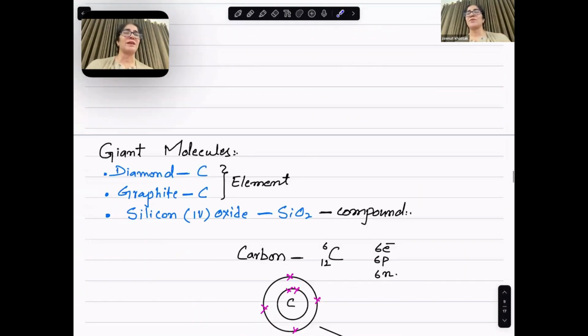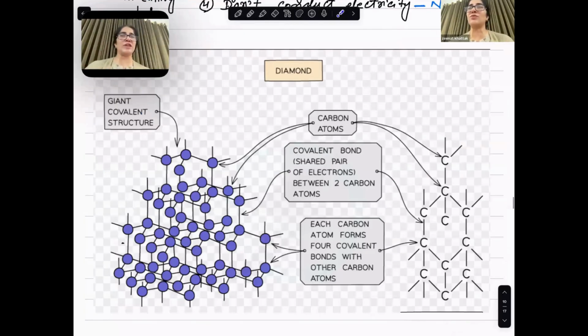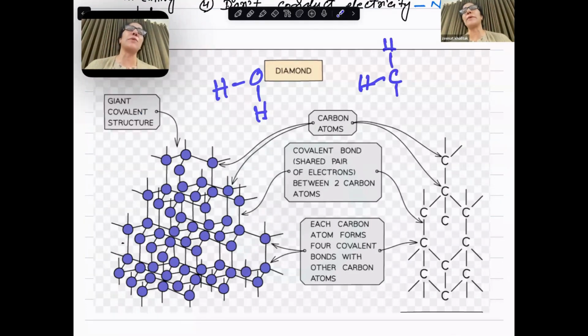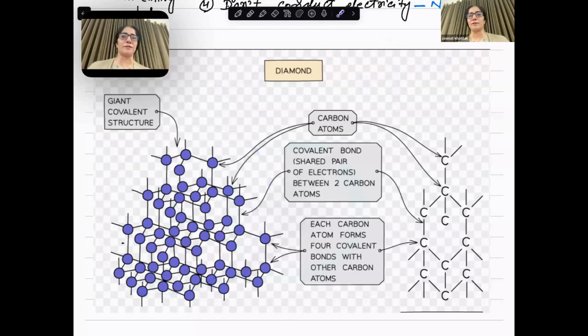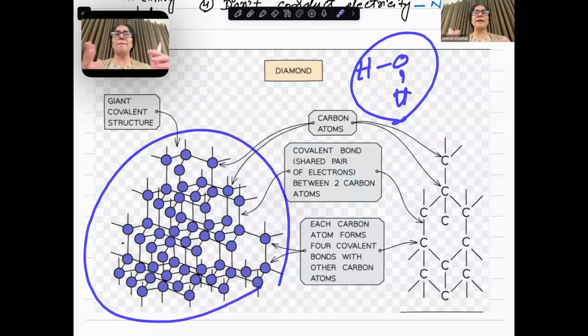If you see, what is the difference between giant and simple? Like if there is water, in one water, how many covalent? 2 covalent. In one CH4, how many covalent? Just 4 covalents. And what you can see here, 1 covalent, 2 covalent, or millions of covalent. Millions of. This is a network of covalent. This is a network of atoms. The atoms are bonded. It's a giant molecule, a big molecule, and a small molecule.